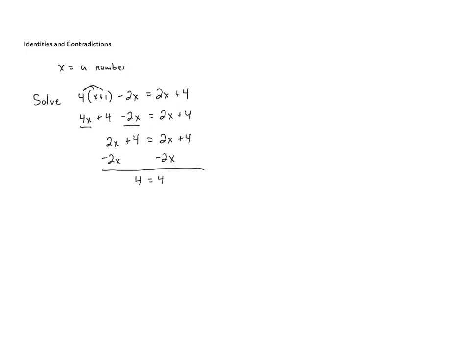So what we say in a situation like this, where we end up with a true equation in the end, is we say all real numbers, because all numbers work as solutions. It's different from what we saw before. Before we got a single solution, now any number is going to work. And there's a name for this situation. We call it an identity.